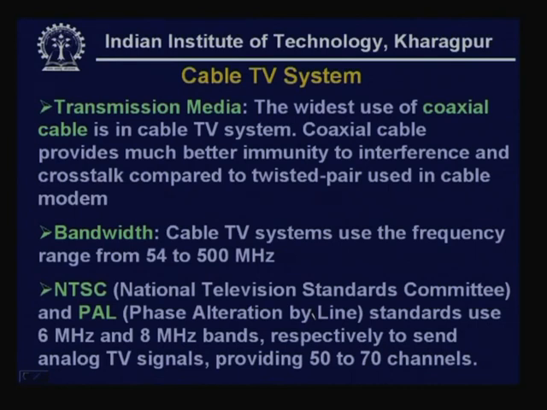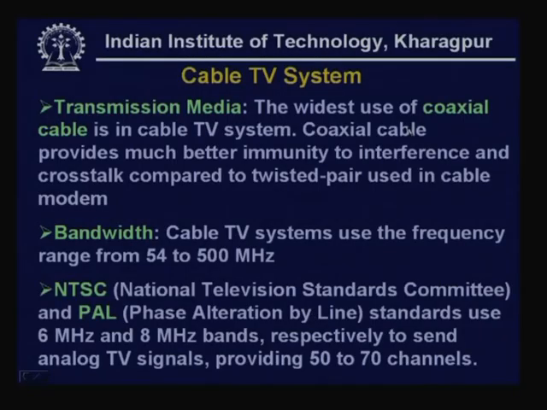As we have mentioned, the cable TV system uses coaxial cable, compared to the DSL technology, which uses twisted pair. So, in cable TV we find the widest use of coaxial cable, and as you know, coaxial cable provides much better immunity to interference and crosstalk compared to twisted pair. So, it gives you a better bandwidth.